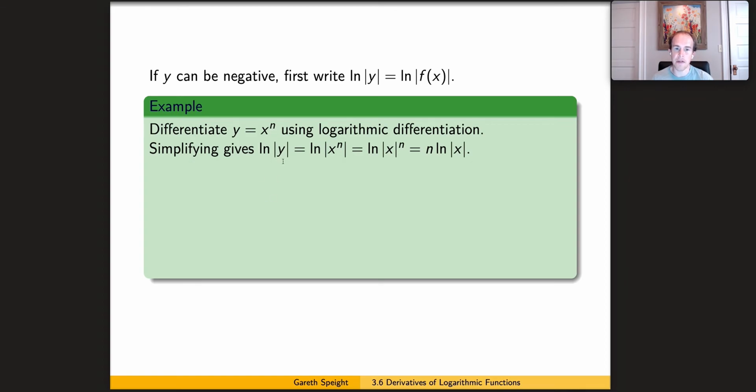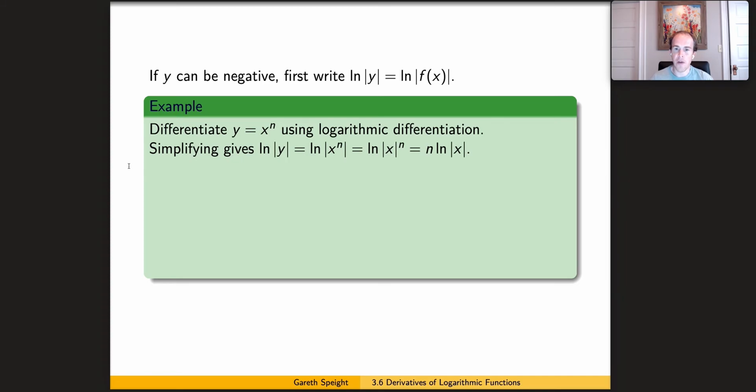So we get ln absolute value of y equals ln absolute value x to the n. So then we want to simplify using rules of logs. Okay, we can swap the absolute value and the power, and then we can bring the power out. So we are just left with n natural logarithm of absolute value x. Okay, now let's differentiate both sides with respect to x.